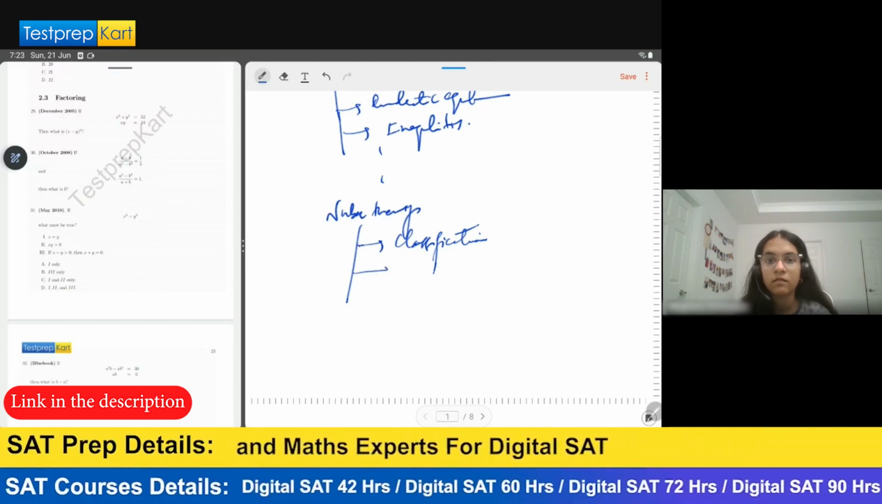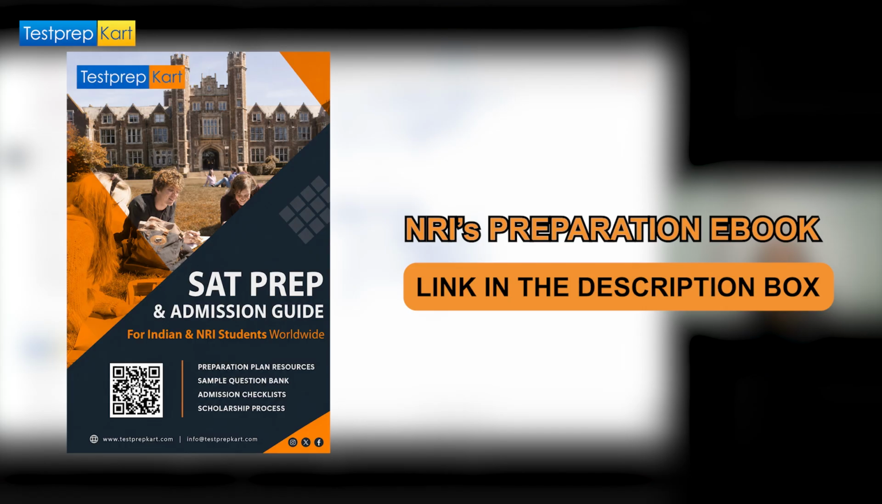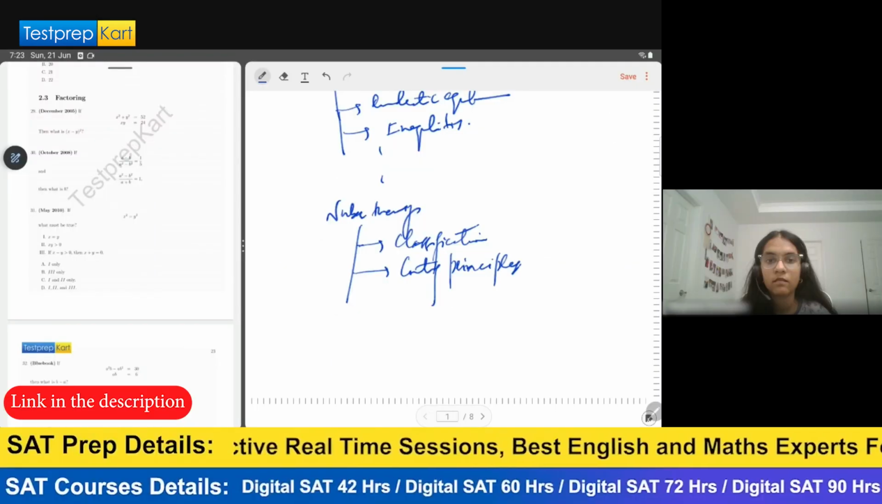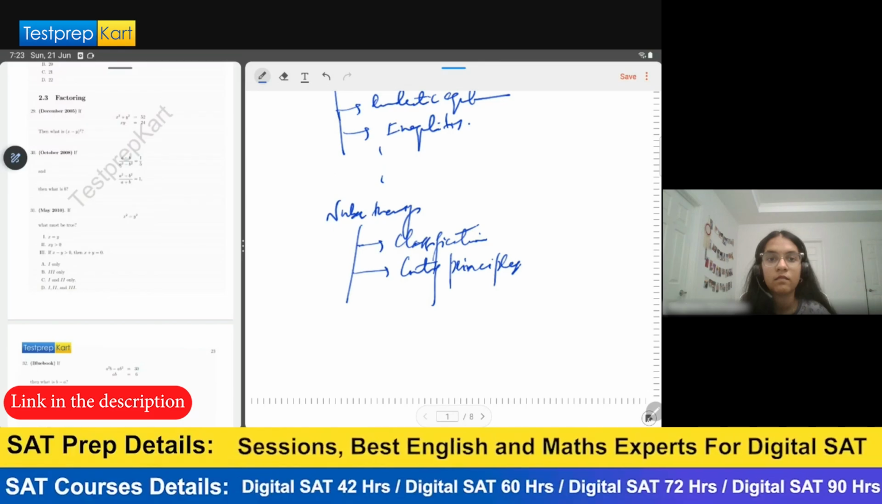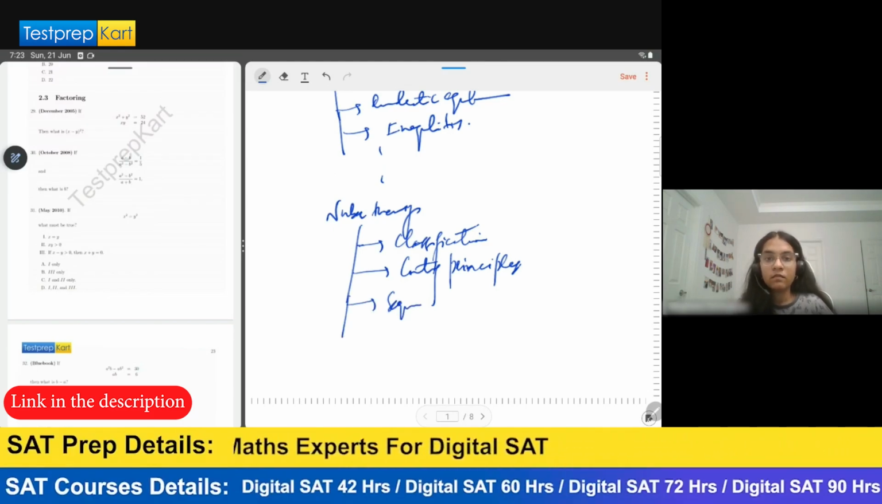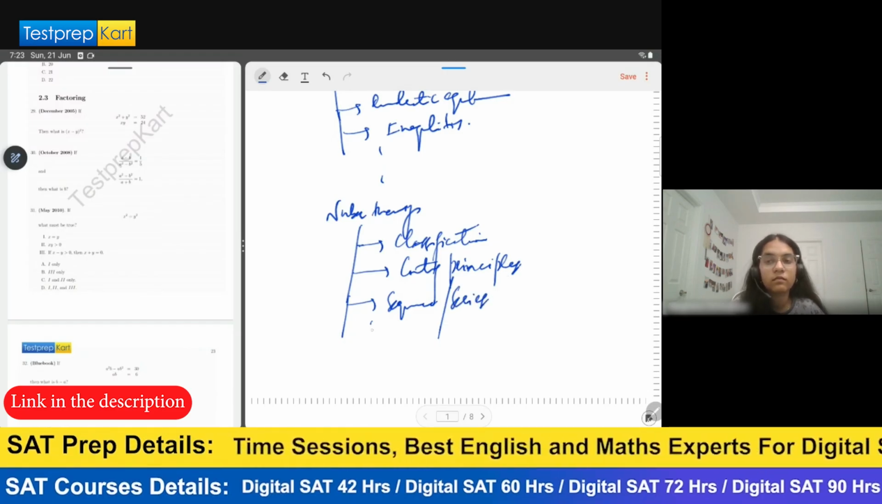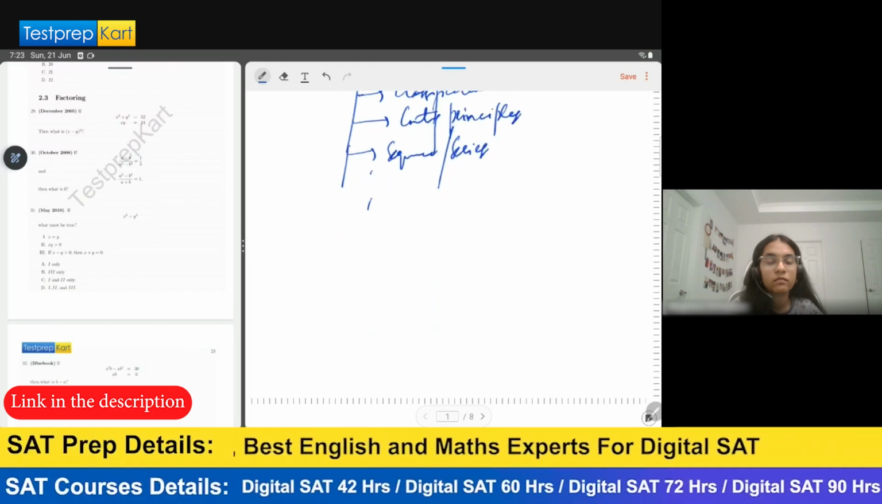Apart from that, what else do we cover here? Counting principles. What are counting principles? Basically what you might have studied in permutations and combinations. That is what we cover here. Apart from that, we have sequences and series, like arithmetic sequence, geometric sequence, and so on. That is what we cover in the number theory part.